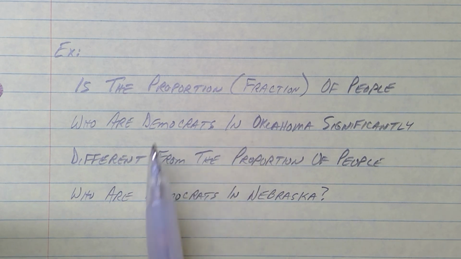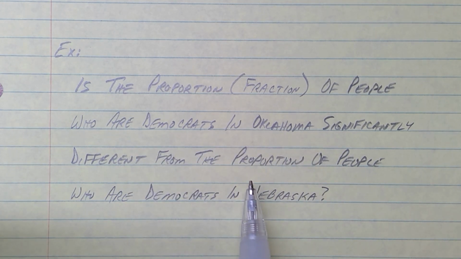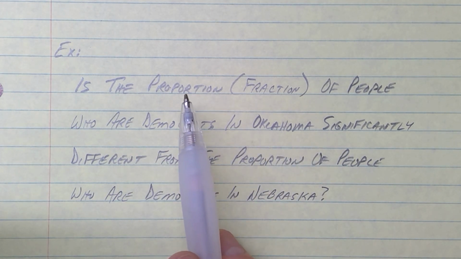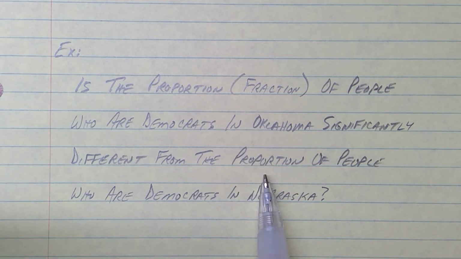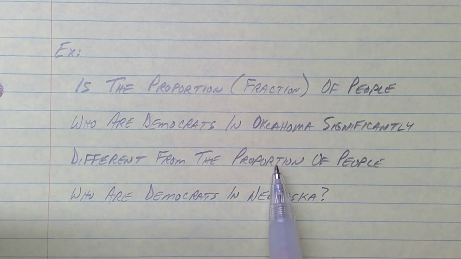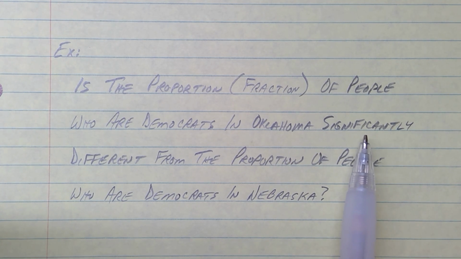All right, this is the kind of problem that we'll be working with. We're going to test a fraction in one group and compare it to a fraction in another group. We're going to see the difference between the two fractions, the two proportions, and we're going to see if it's significantly different. If it's just a little bit different, nobody cares, but if it's significantly different, then people care.